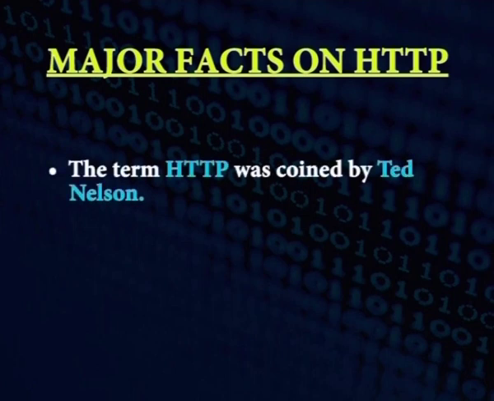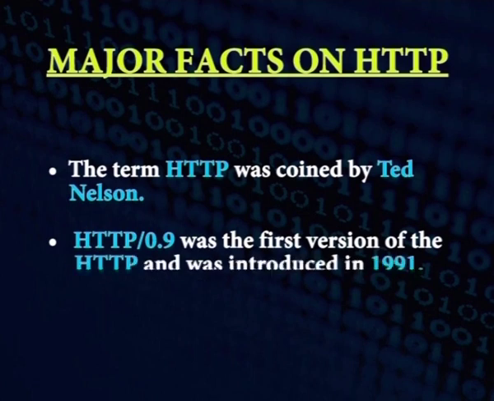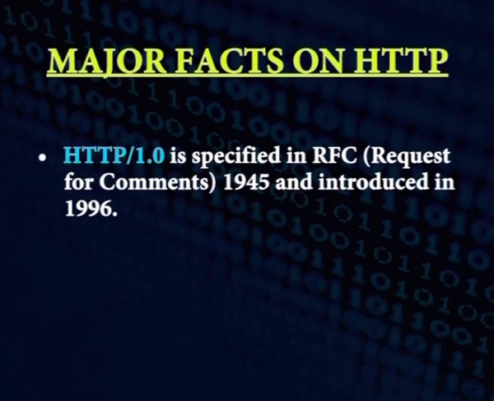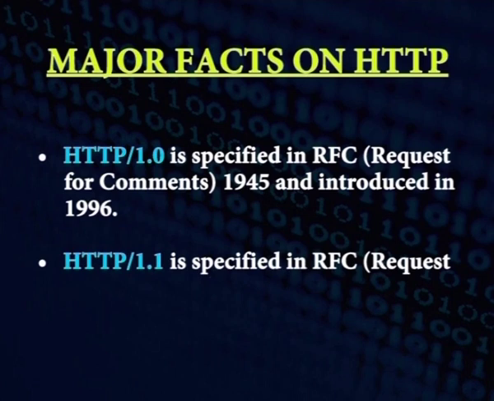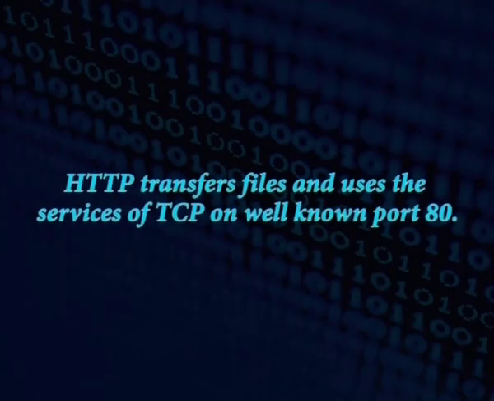The term HTTP was coined by Ted Nelson. HTTP 0.9 was the first version of HTTP and was introduced in 1991. HTTP 1.0 is specified in RFC, that is Request for Comments, 1945 and introduced in 1996. HTTP 1.1 is specified in RFC 2616 and officially released in January 1997. Besides these facts, we must remember that HTTP transfers files and uses the services of TCP on well-known port 80.